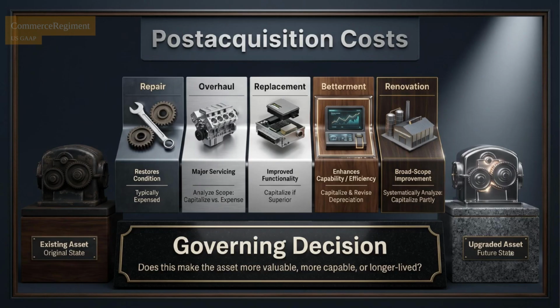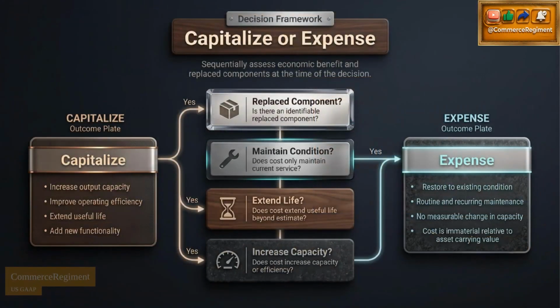Routine repairs usually restore current condition and are expensed. Betterments that increase capacity, efficiency, quality, or useful life are capitalized. Renovations and overhauls often require careful splitting because one project can contain both capital and expense elements. The capitalize or expense decision should be made sequentially.